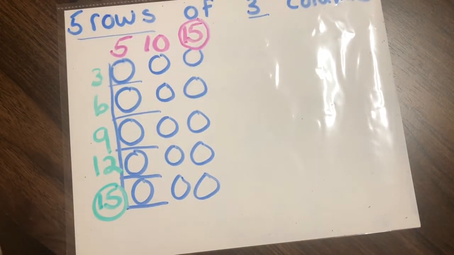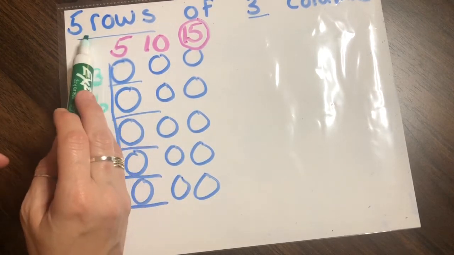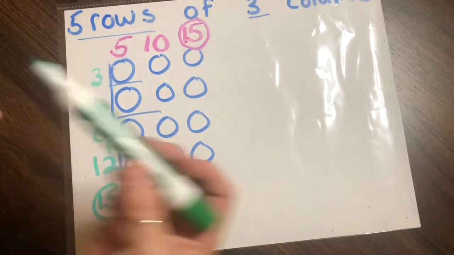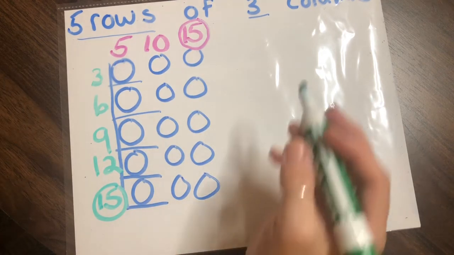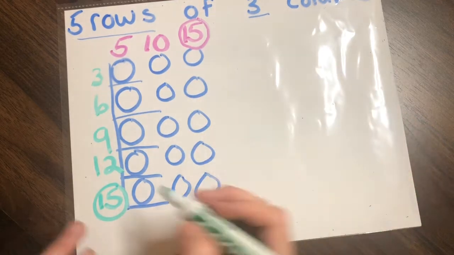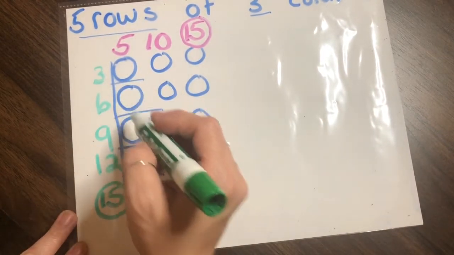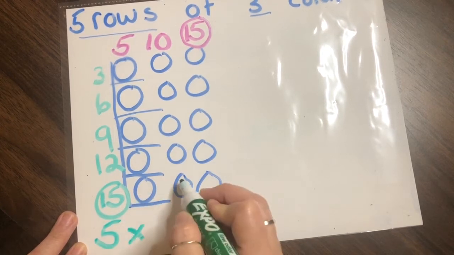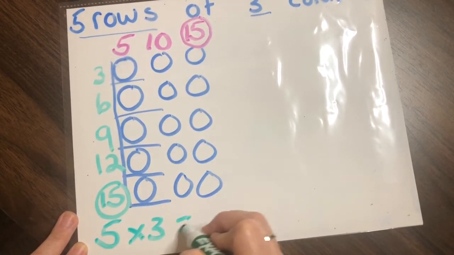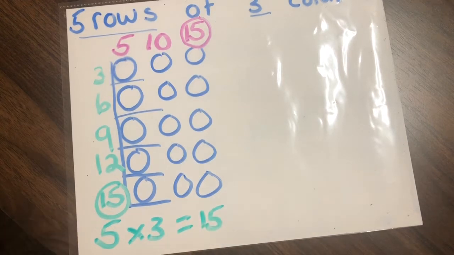Go ahead and pause the video and give me an array where the number of groups is equal to the rows. Okay, so 5 rows, 1, 2, 3, 4, 5, is 5 times how many in each row? 3 equals 15.